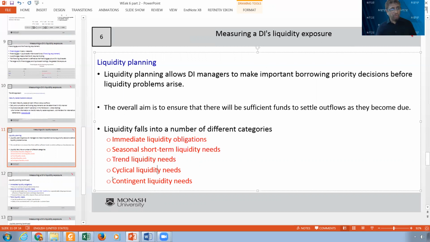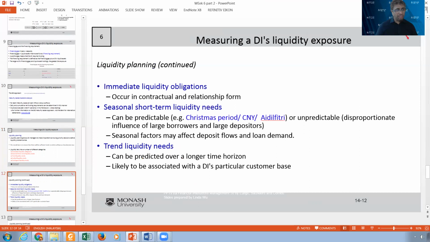How does it grow? And you have to look also at the economy, the cycle of the economy. Of course, in booming time and inflation time, usually there will be mass withdrawals. And in depression and slow economy, it will be a different type of saving behavior and withdrawal behavior, which is deposit additions and deposit withdrawals. And we have contingent liquidity needs, and this is the most difficult thing actually to predict. This is a summary of what I just said here. When we say the seasonal, it can, as I told you, be predicted or sometimes cannot be predicted. Like when we talk about the influence of large borrowers and large depositors, we cannot actually predict their withdrawal behavior. Trend liquidity is just predicted over a long term, likely to be associated with the depository institution's particular customer base.